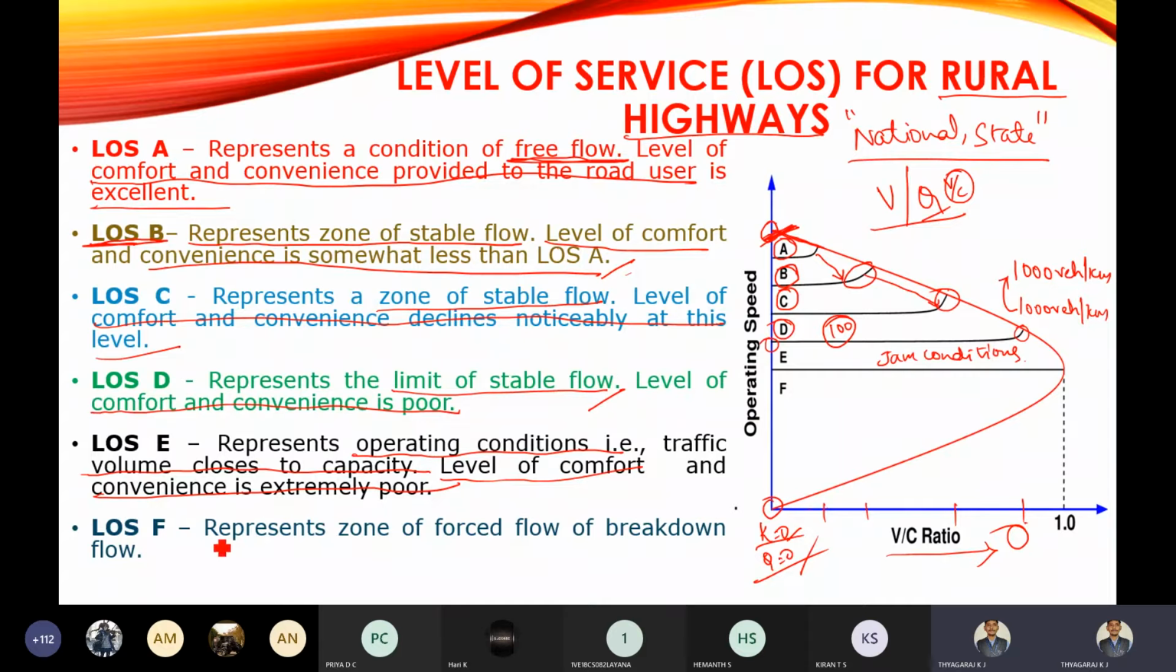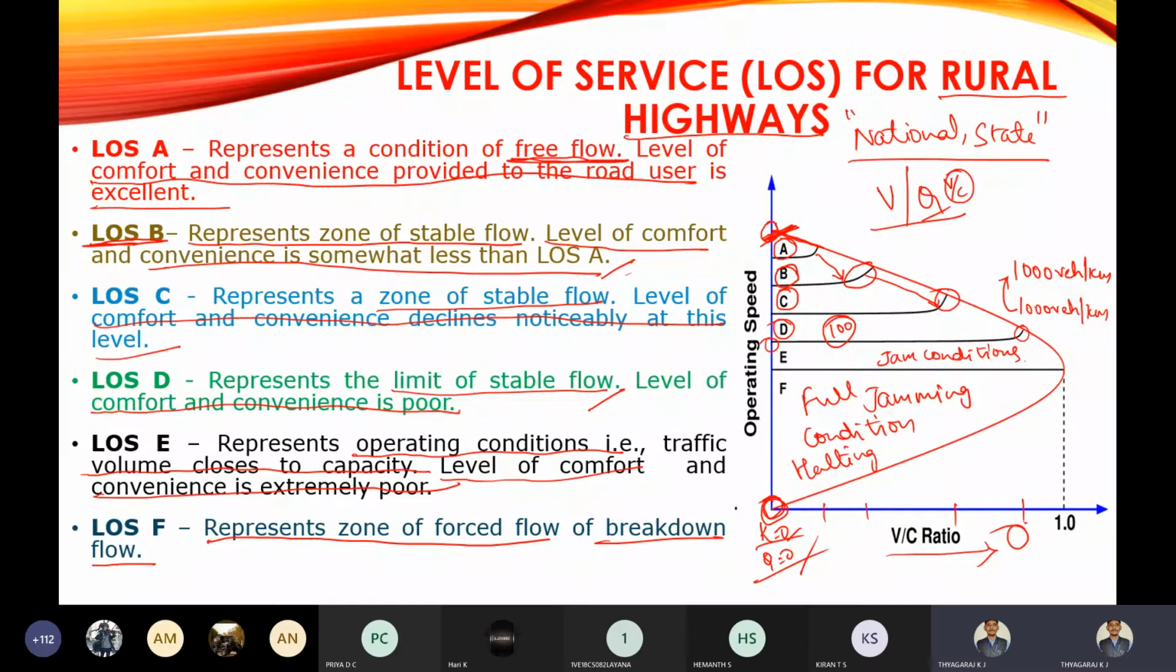Then comes the last one, LOS F, which represents the zone of forced flow or breakdown flow. Forced flow means the full jamming condition. You will be forcing the vehicle to move. The speed will be very less and the speed may come to zero also. That is a halting condition. You are going to halt your vehicle on the road itself.